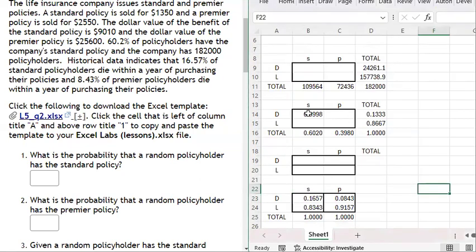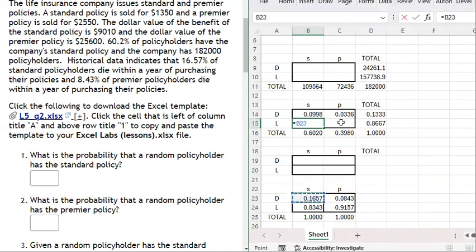Now I can calculate the rest of these, right? So this, the probability of D and P, that's the probability of D given P times the marginal probability of P, right? Now I can divide this by that right here, right?